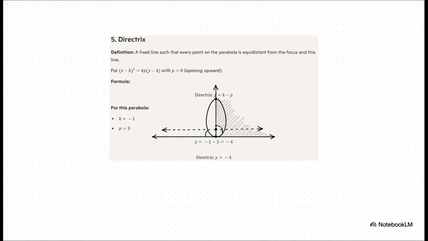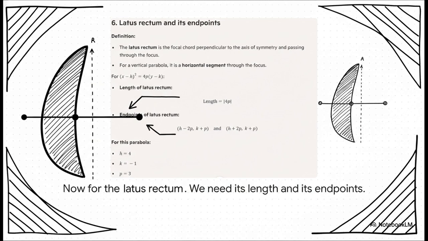And what about the directrix? Its formula is the line y equals k minus p. Again, we plug in our values. k is -1 and p is 3. So -1 minus 3 gives us -4. The directrix is the horizontal line y equals -4. And notice how the vertex at y equals -1 sits perfectly in between the focus at y equals 2 and the directrix at y equals -4. It all just fits.